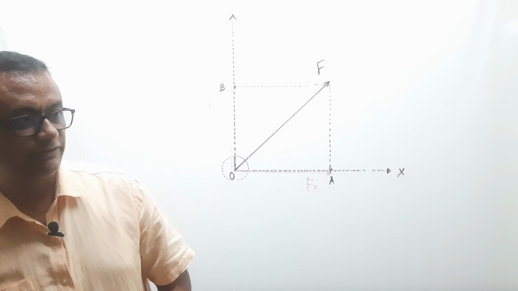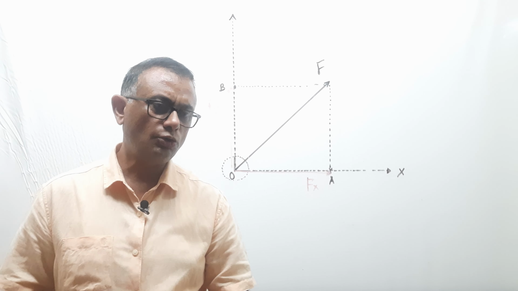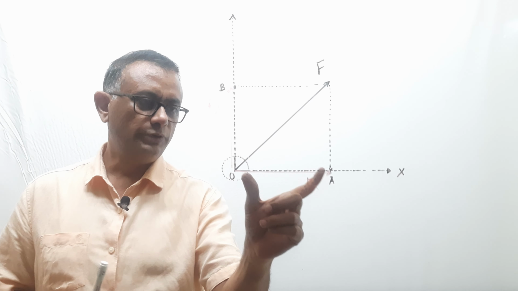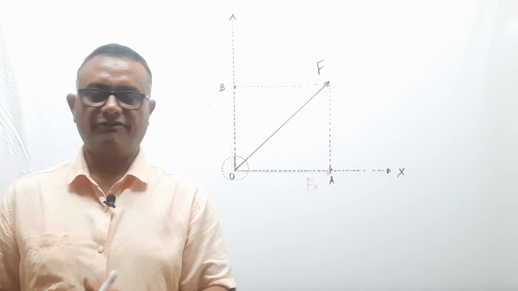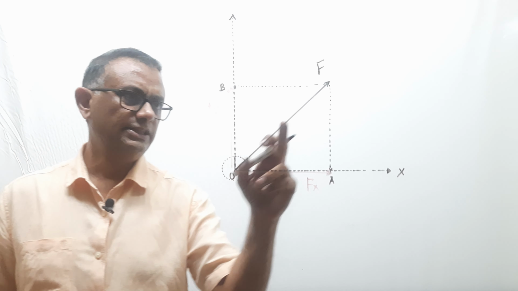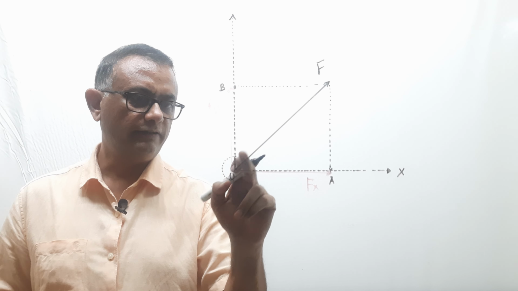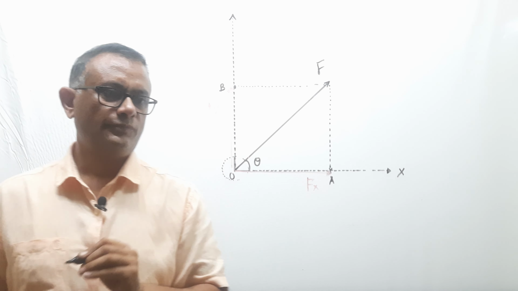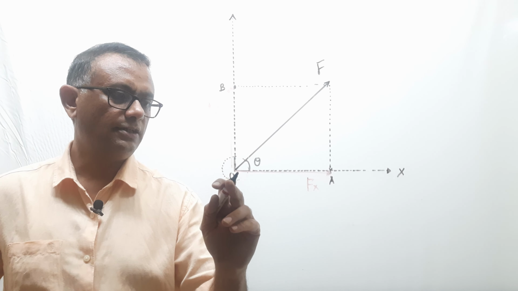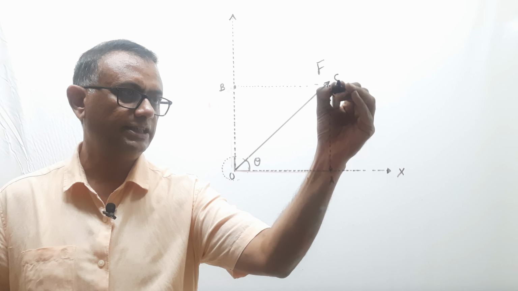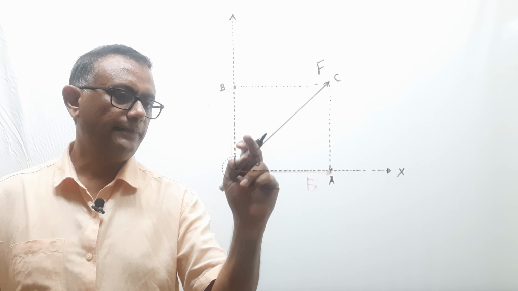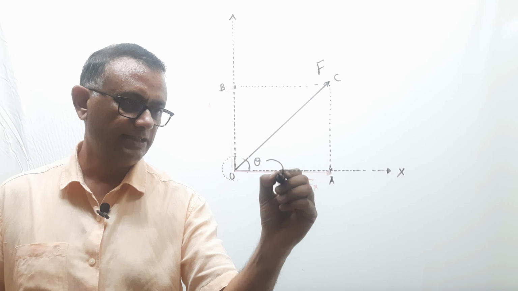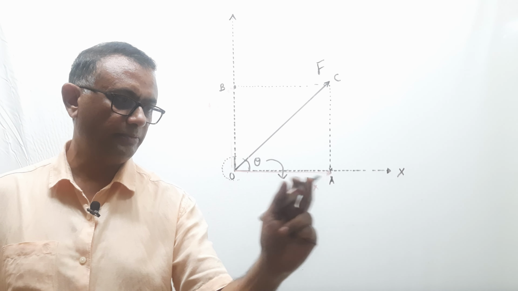So now we are left with how to compute this length OA, how to compute this length OB, which would in turn mean Fx and Fy. So if you look at this, friends, this force is making an angle with respect to the x-axis. Let's call this angle theta. Alright, so if you consider this triangle OAC, let's call this point C, what would cos theta be? You see, I want to calculate this side, which is the adjacent side. Adjacent side for me is OA. OA is nothing but Fx, okay?